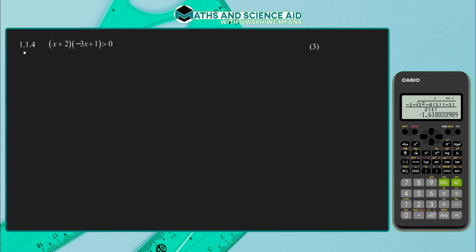And so here in 1.1.4, we actually have an inequality. So we need to solve for x for this inequality. But the nice thing is that this is already presented to us in the standard factorized form. So this is going to be quite easy and straightforward for us, because we do not have to do a lot of algebraic manipulation.